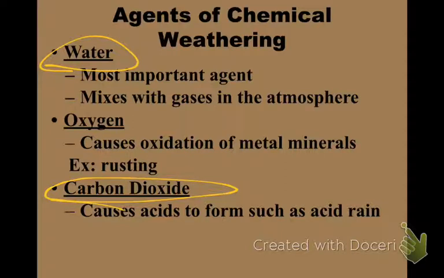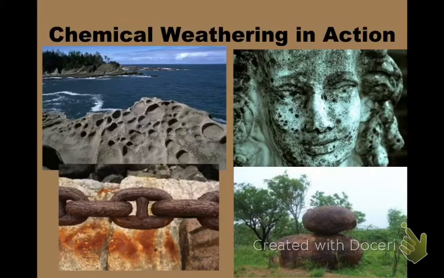The other big agent is your oxygen. The reason oxygen is a big agent of chemical weathering is because it can create that oxidation, which is rust. When you have oxygen mixing with iron in something, it can cause rust. And that's not only for chains on a bicycle, but it can also be seen in actual rocks as well if they have that mineral.